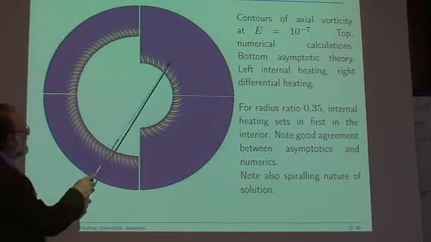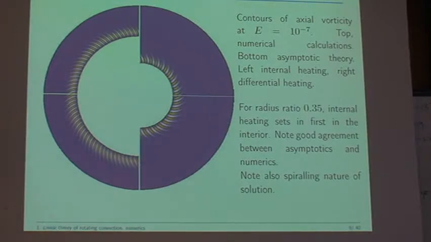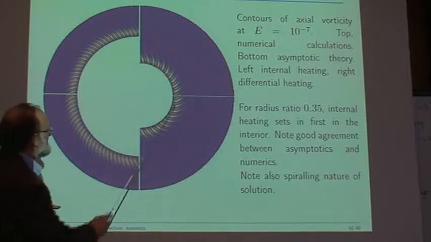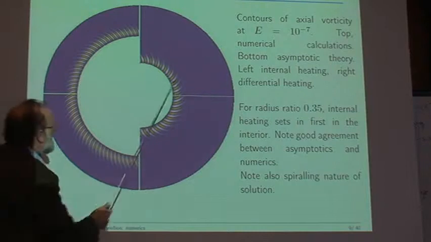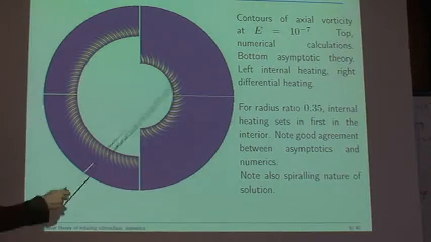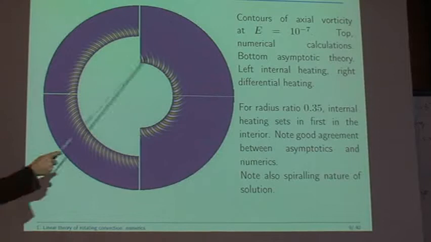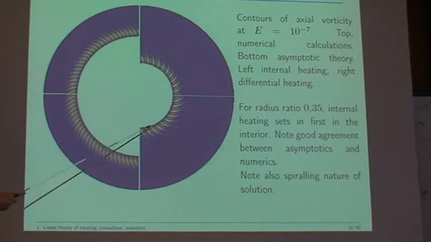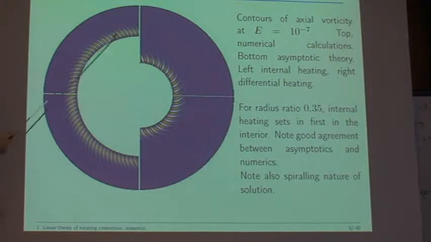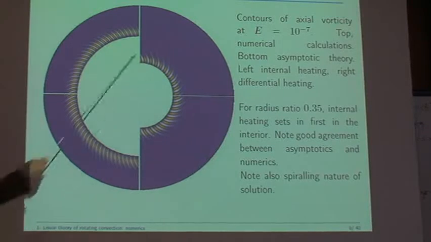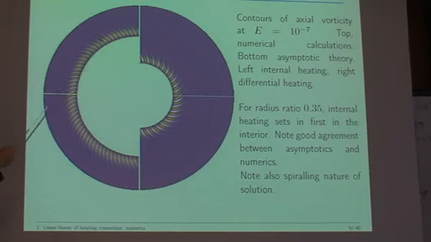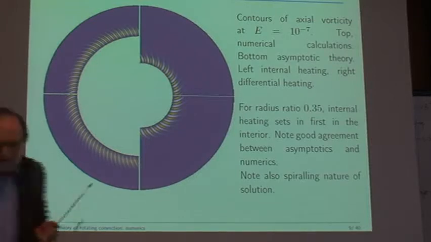And this also shows you how good the asymptotic theory that I'm going to describe in a minute is, because these are the ones that come from the asymptotic theory, these are the ones that come from the numerical theory. And at 10 to the minus 7, you've got to look fairly closely to see the differences. This one is for differential heating, where it comes in close to the tangent cylinder. This one is for internal heating, and in order to get that close to the tangent cylinder, you need to have a fairly large radius ratio. So if you have the Earth's radius ratio, you would see just spirals coming in somewhere in the middle.